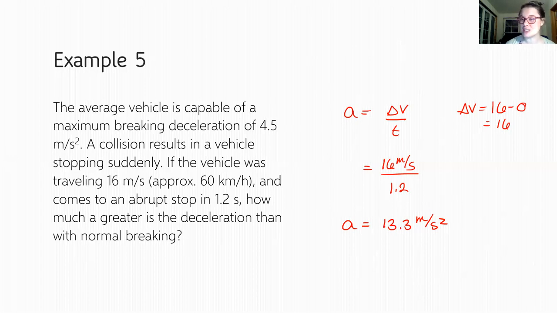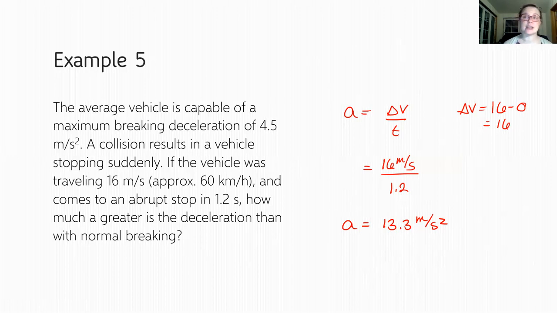So 1 G of acceleration is 9.8 meters per second squared. This acceleration is much larger than that. So what that means is if you have a collision and you impact, and your acceleration is greater than that of gravity, it means the impact is going to be even harder than if you fell. Okay, so that's why oftentimes things hurt so much. And so it's almost 3 times 4.5. So if you take 13.3 divided by 4.5, you get roughly 3. It's almost 3 times larger than normal braking.